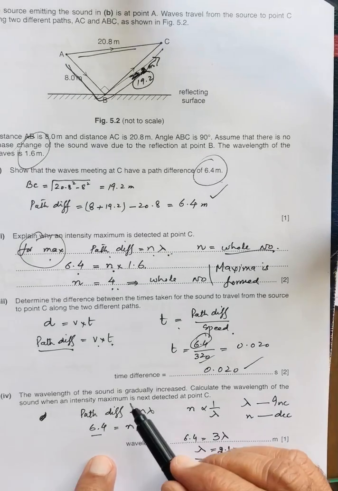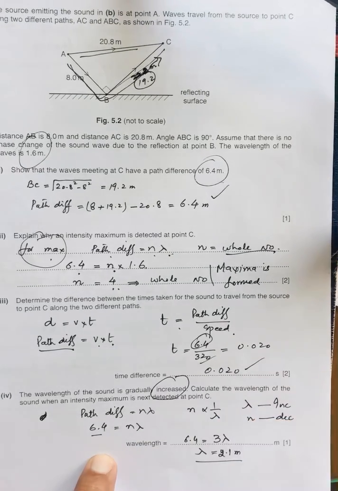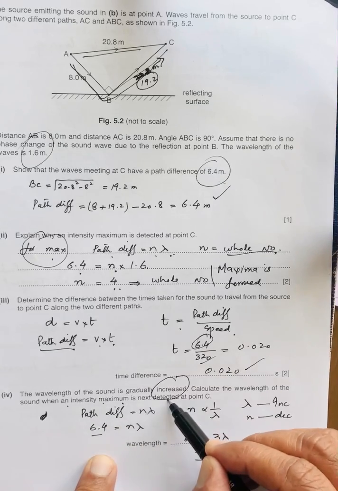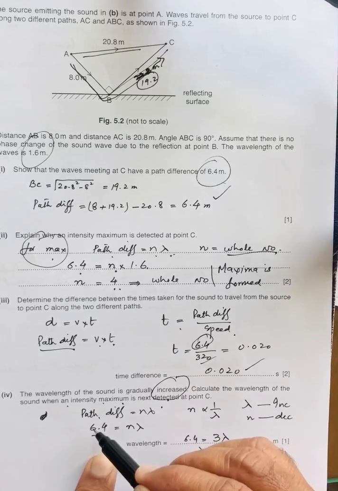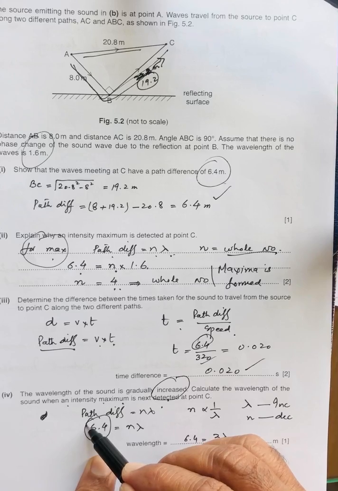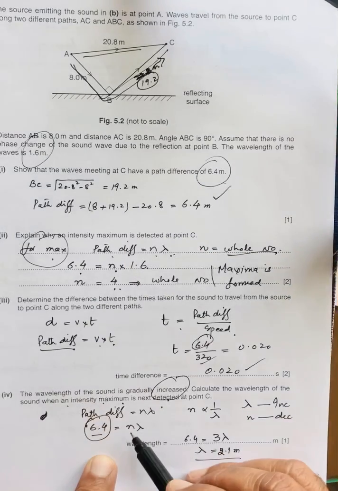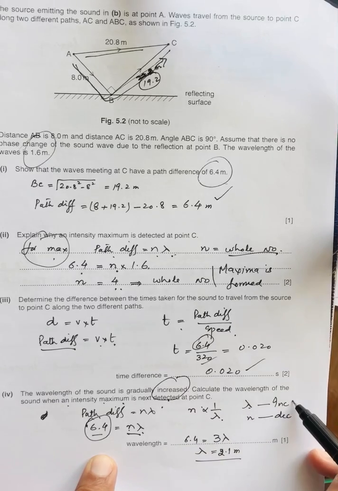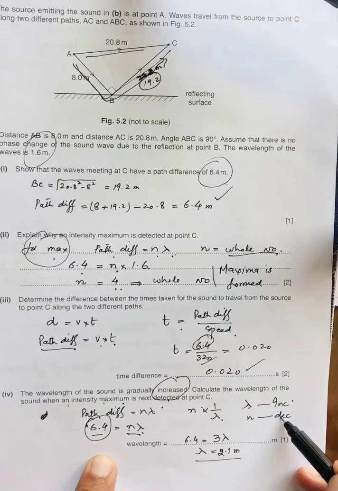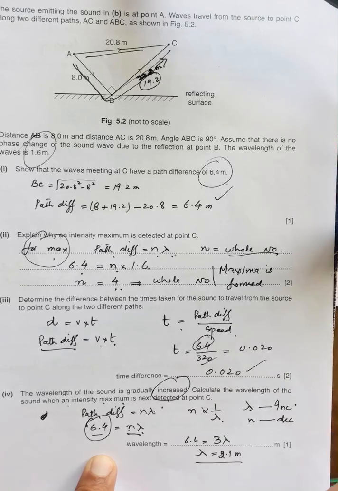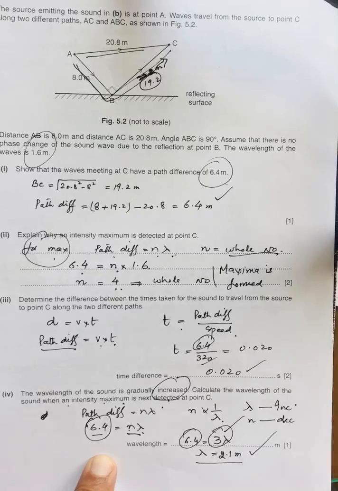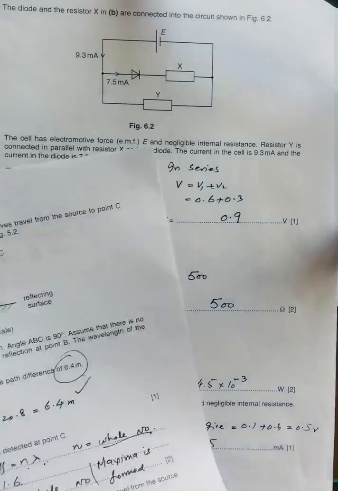Next, the wavelength of sound increases. Calculate the wavelength of the sound when the intensity maxima is next detected. Look, path difference and lambda. Path difference will remain the same because the position is the same. So n and lambda are inversely related. When lambda increases, n decreases. So the next smaller whole number is 3. So 6.4 equals 3 lambda. So lambda is 2.1.